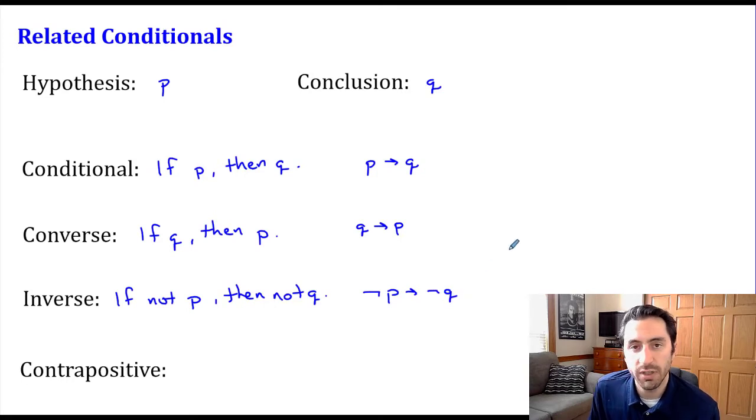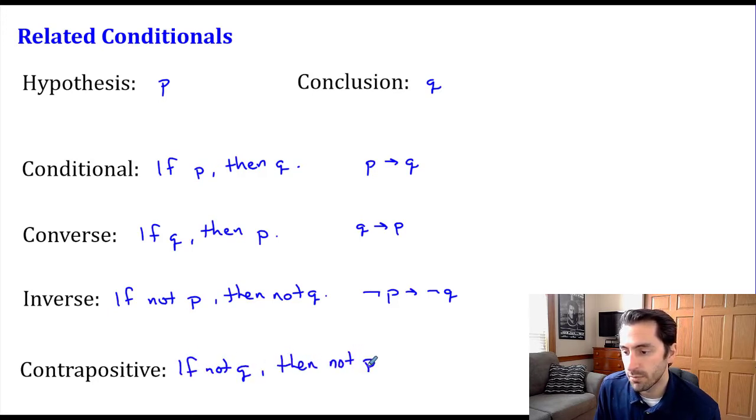And our last one, the contrapositive. The contrapositive is a combination of both the converse and the inverse. So we switch the hypothesis and conclusion, and we negate both of them. So we have if not Q, then not P. And in notation, we have not Q implies not P. And those are our three related conditionals. So here we're just using P and Q to represent the hypothesis and conclusion.